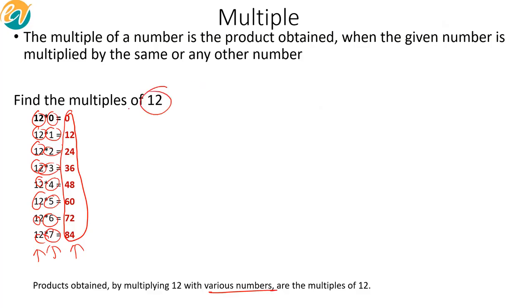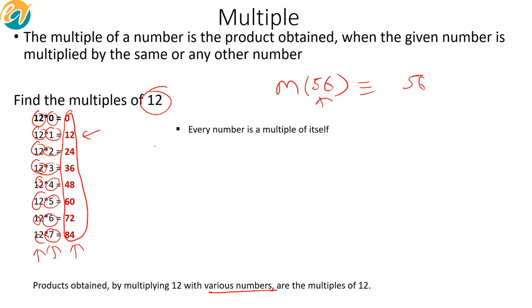In this case, we were interested in finding the multiple list of 12. Every number is a multiple of itself, right? Take any number, for example, if we have to find the multiples of 56, well, 56 would be a multiple of 56 for the simple reason that any number when multiplied by 1 gives itself.